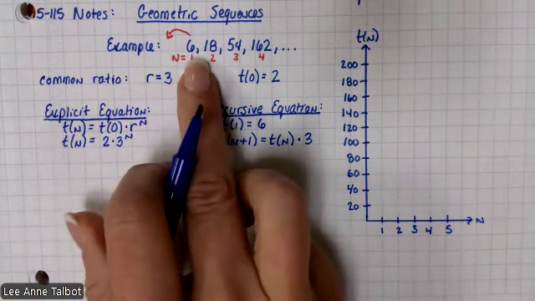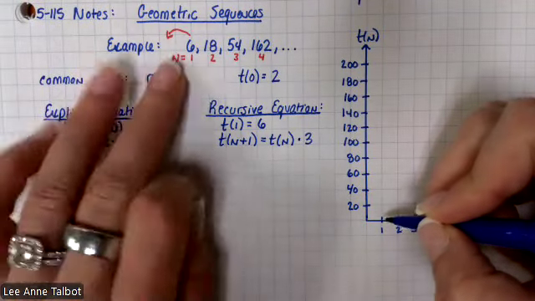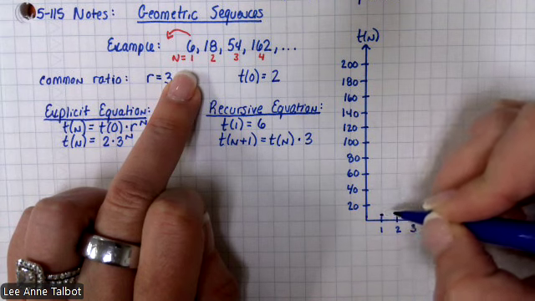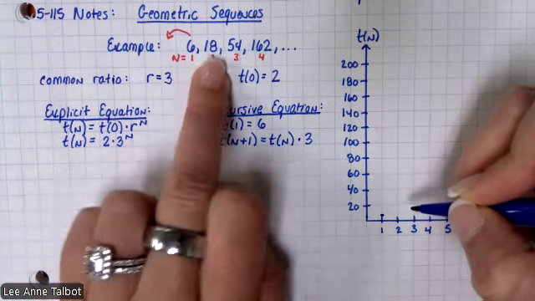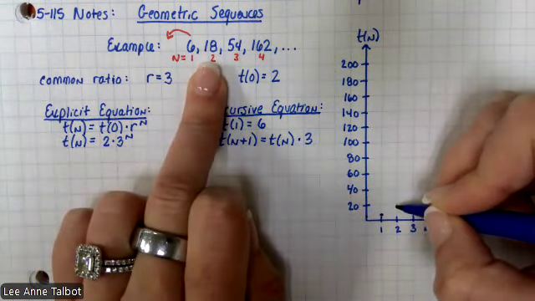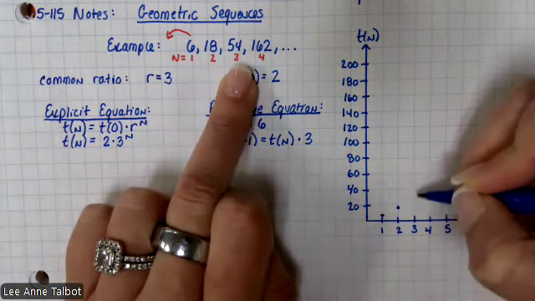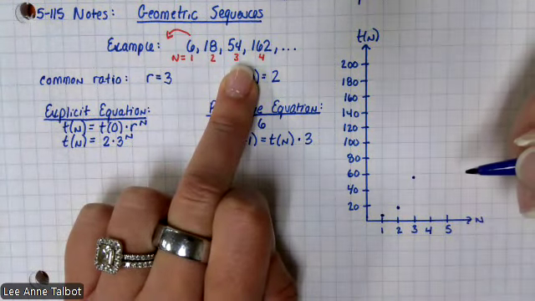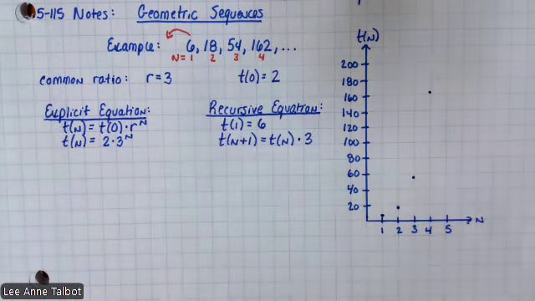Okay, the next thing we're going to do is graph the dots, and we're going to graph them to the best of our ability. So the first dot is at 6, which is going to be just a little bit under halfway of the first box. Second dot is 18, which will be right under the 20. Third dot is 54, which will be right under the 60. Fourth dot is 162. And to be honest with you, that's as far as we can graph, as you can tell.